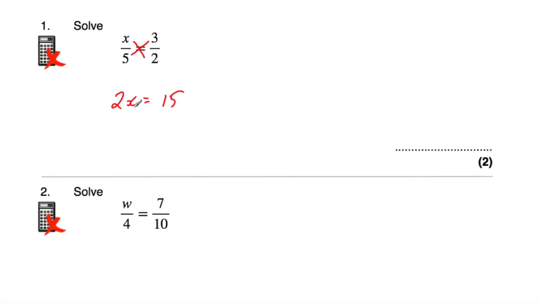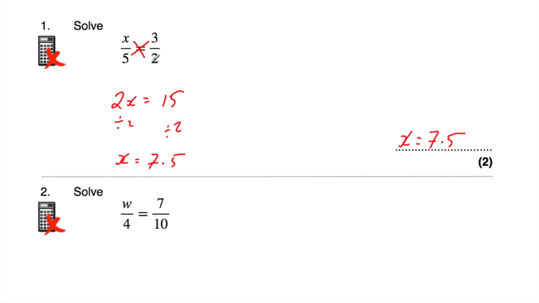And then you could divide both sides of the equation by 2. What do we get? On the left hand side we had 2x, we divided by 2 to get rid of the times by 2, so we'd just be left with x. And on the right hand side we had 15, dividing it by 2, so that's equal to 7.5, or you could leave it as a fraction, 15 over 2. And that's it, x is equal to 7.5.